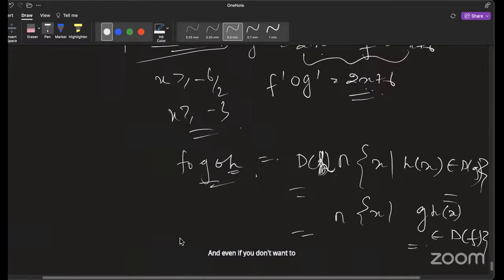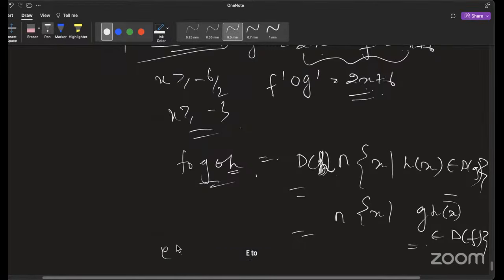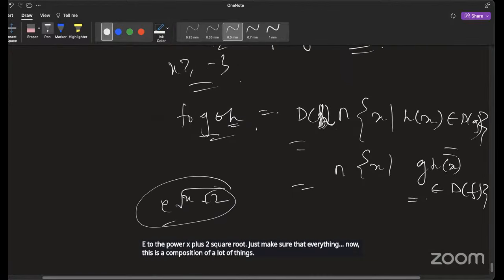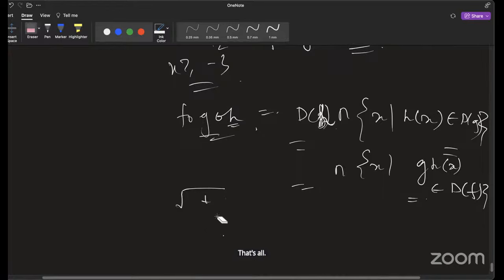Even if you don't want to do it, just make sure that the functions you've applied are defined. Let's say you've taken e to the power square root of x plus 2. This is a composition of a lot of things: e is there, square root is there. Just make sure every function that's there, e to the power x and square root, is defined. That's all. If you get confused, then it's better to use this formula.